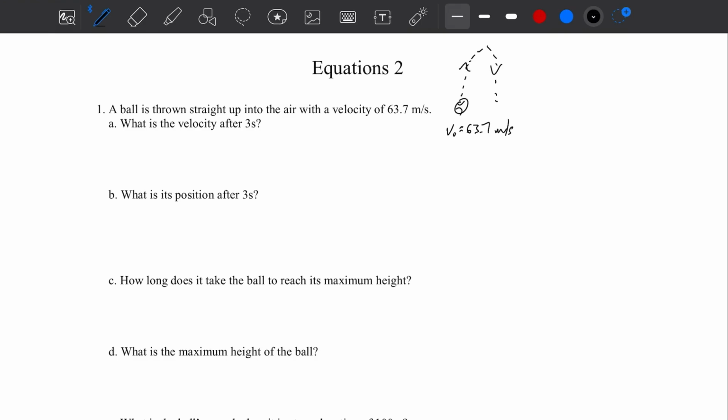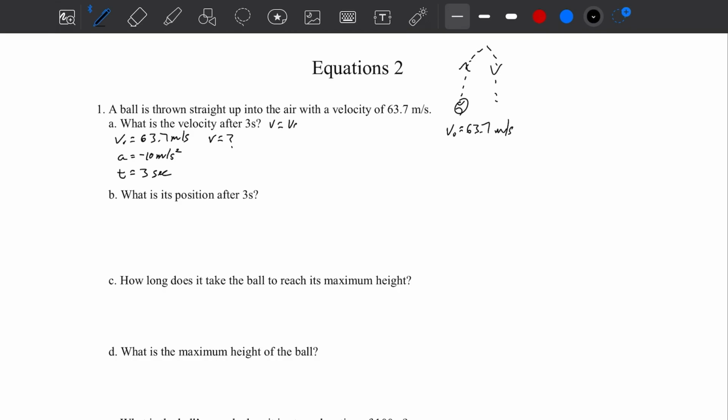So what do we know? We know the initial velocity is 63.7 meters per second. We know that once it leaves our hands, it's under the influence of gravity at 10 meters per second squared downward. Because it's in the opposite direction, it has the opposite sign, negative. The problem tells us that the interval we're looking at is 3 seconds. Therefore, the unknown is the velocity, because it asks what the velocity is after those 3 seconds.